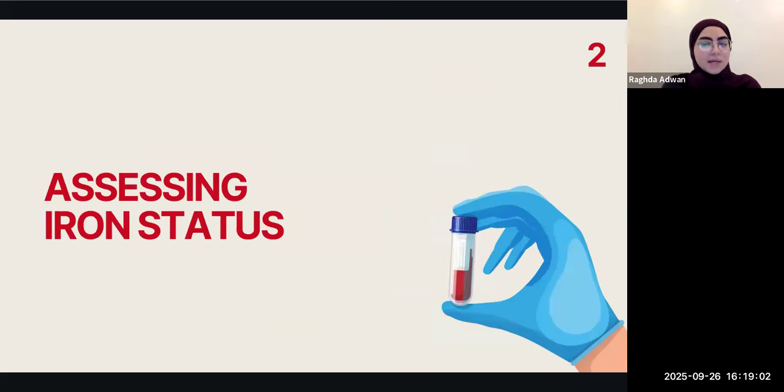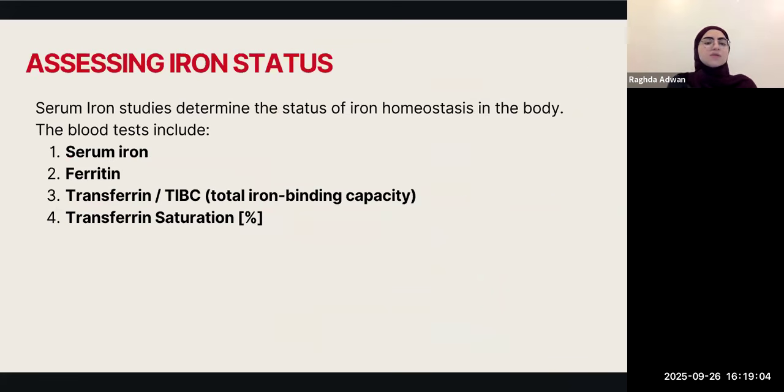So the next segment is assessing iron status in our blood. So how do we know if somebody has enough iron? We take a blood test and we measure certain parameters. You don't just go in and look at the iron and that's it. It's a bit more complicated than that. We have four things that we look at.